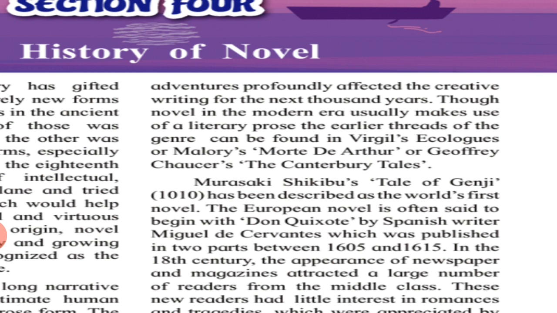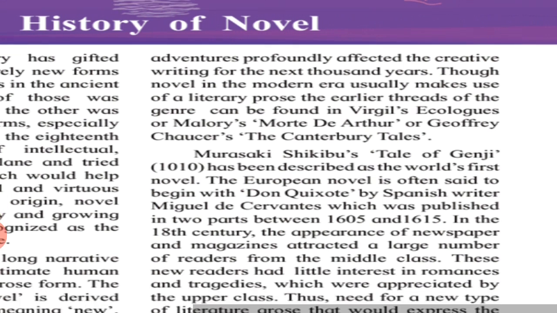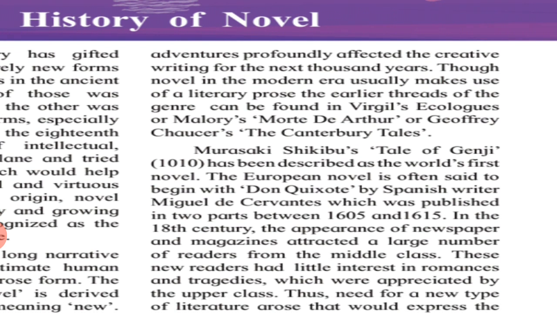Though the novel in the modern era usually makes use of literary prose, earlier threads of the genre can be found in Virgil's Eclogues, Malory's Morte d'Arthur or Geoffrey Chaucer's The Canterbury Tales. These are the notable works in English literature at the beginning of the English era. Tale of Genji, in the 10th century, has been described as the world's first novel. The European novel is often said to begin with Don Quixote by the Spanish writer Miguel de Cervantes, which was published in two parts between 1605 and 1615.